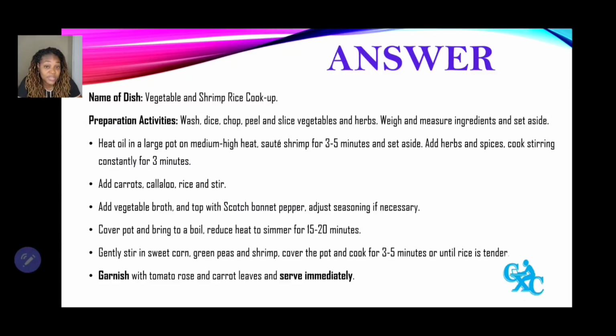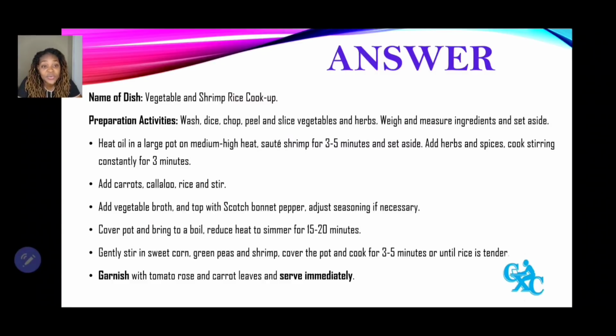Now, add vegetable broth. You could also add coconut juice or coconut milk, and top with Scotch bonnet pepper. Adjust seasoning if necessary. Cover pot and bring to a boil. Reduce heat to simmer for 15 to 20 minutes. Gently stir in sweet corn, green peas, and shrimp. So remember, I sauteed the shrimp earlier, so now I'm putting it back in there. Cover pot for 3 to 5 minutes until rice is tender.